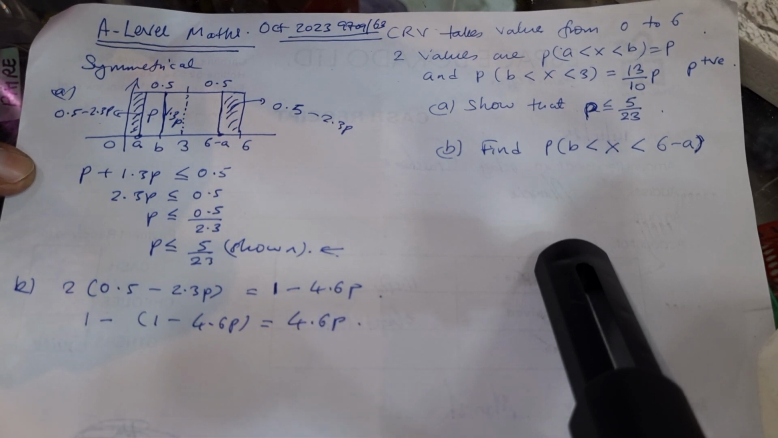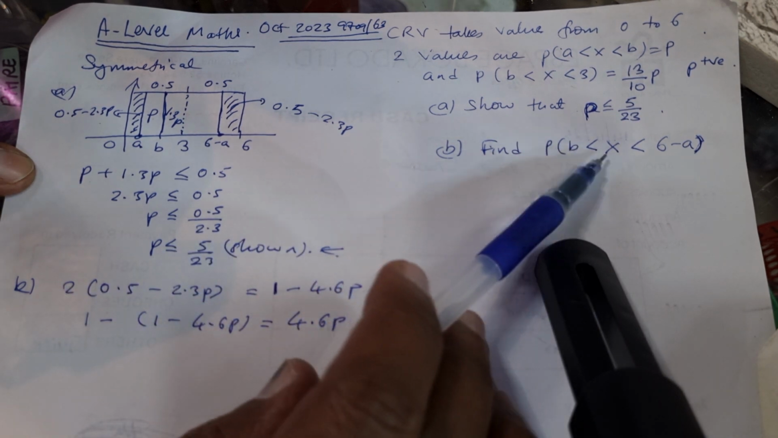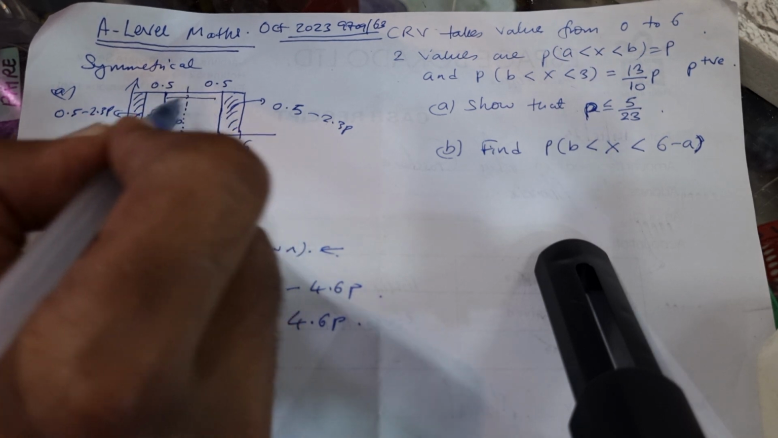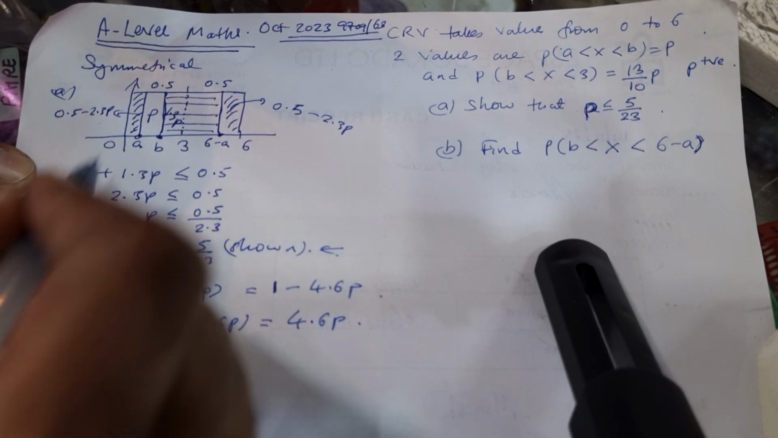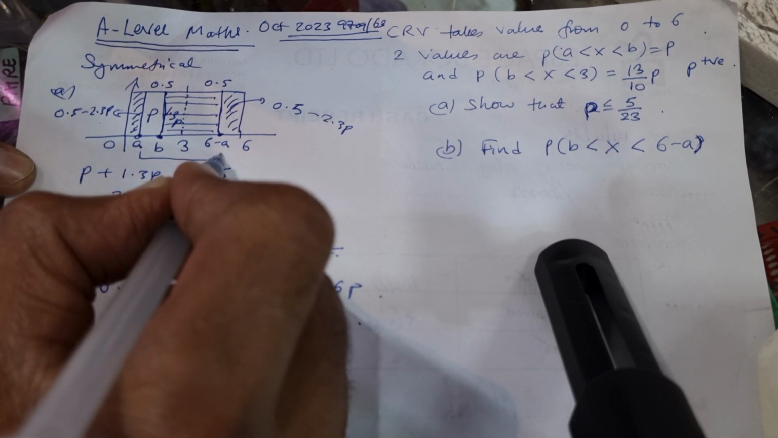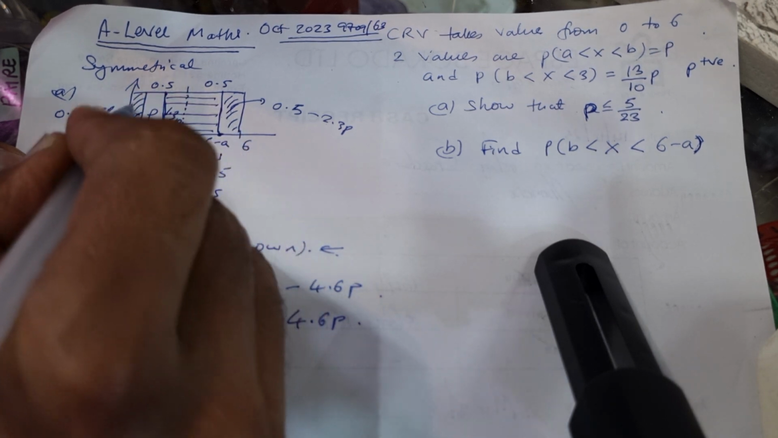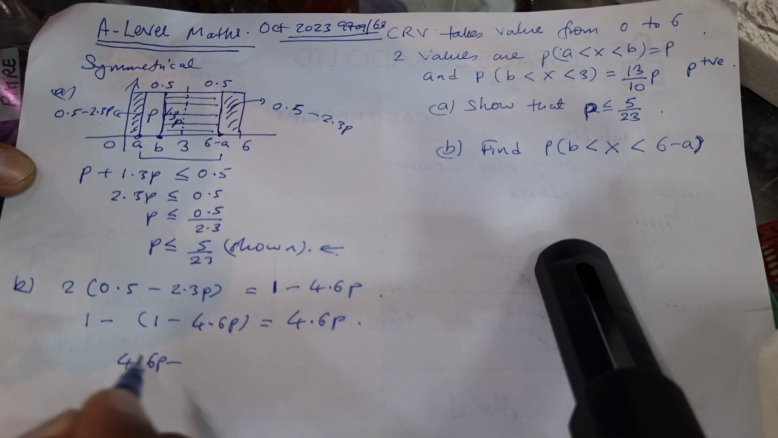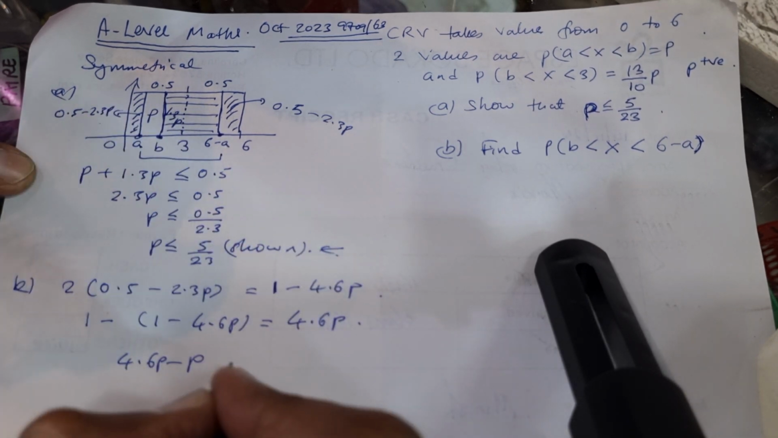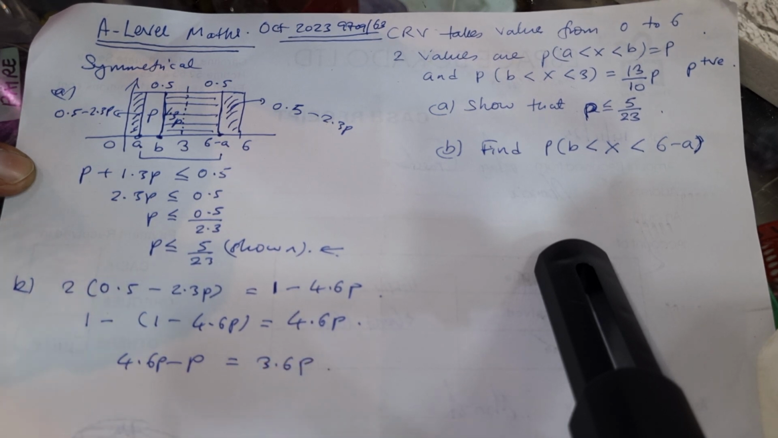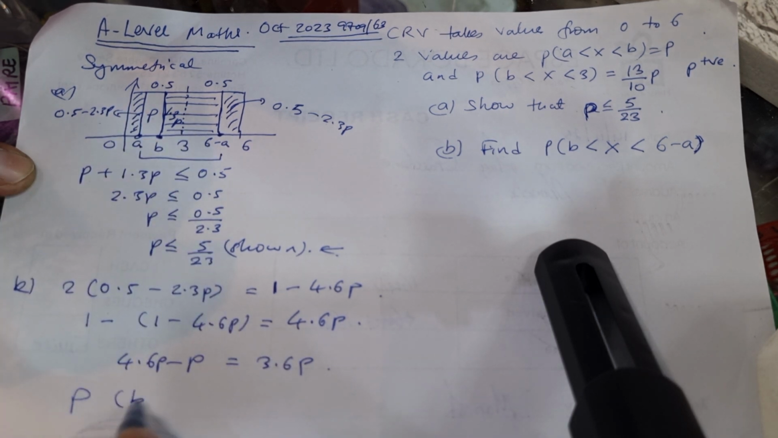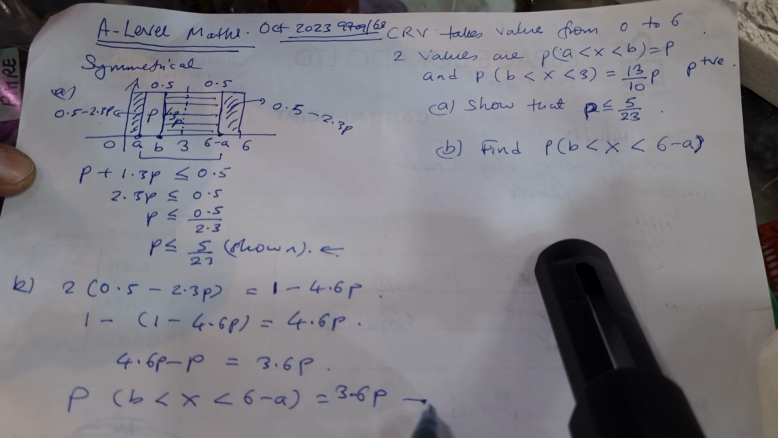Now what am I looking for? I'm looking for the probability that B is less than X less than 6 minus A. This is where B is, and this is where 6 minus A is, so I'm looking for this region here. But what I know is the probability from here to here. So I'm going to take away the p from this inside rectangle. The whole region from A to 6 minus A is 4.6p minus that p here, so I get this region, which is 3.6p. So the probability of B being less than X being less than 6 minus A is equal to 3.6p in terms of p. So here we are for this question. Take care.